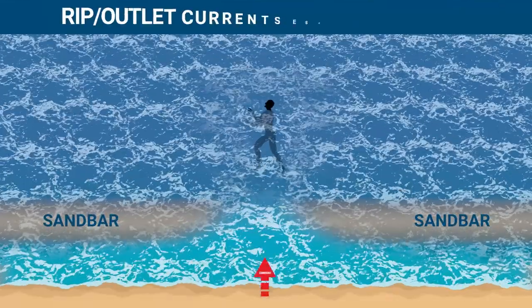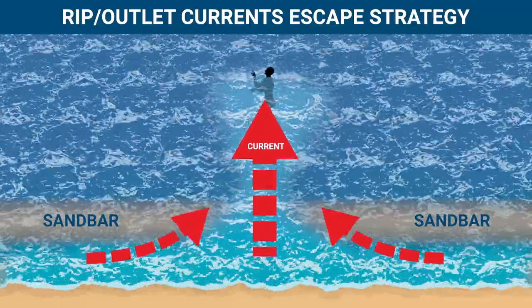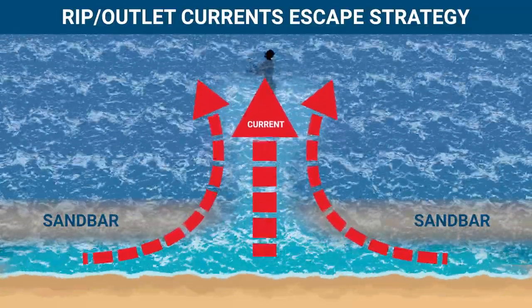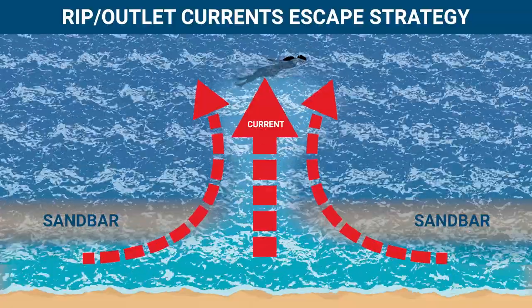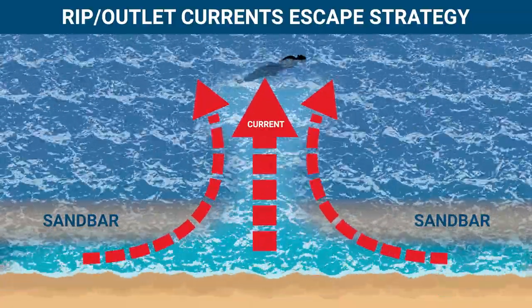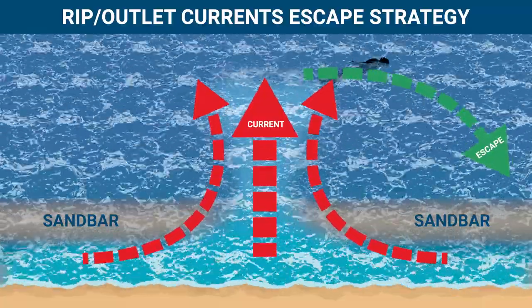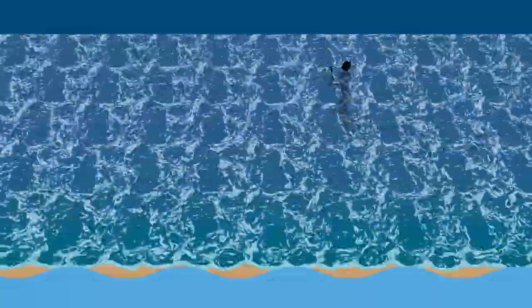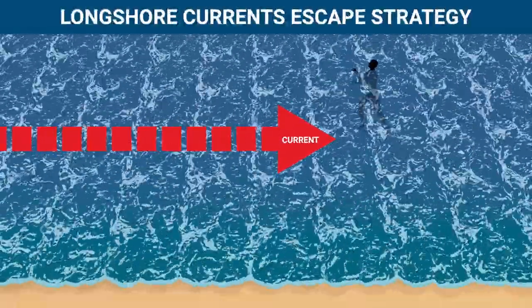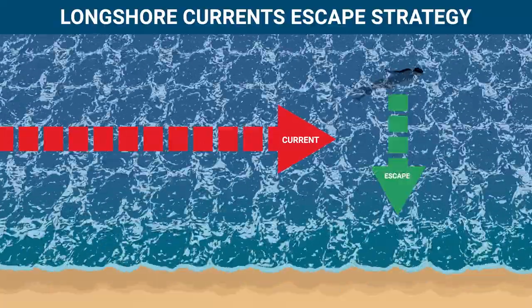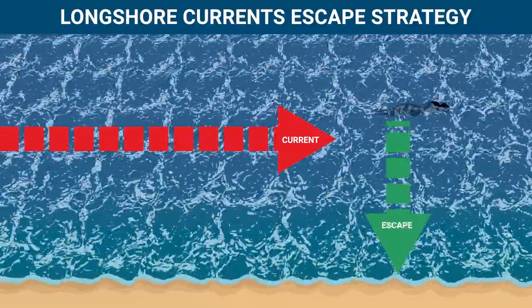If you are in a rip current or an outlet current and you are being pulled away from shore, flip over on your back and float. Realize you are being pulled away from shore. Swim parallel to shore and then back to shore. If you are in a longshore current and are flowing parallel to shore, swim straight back to shore.